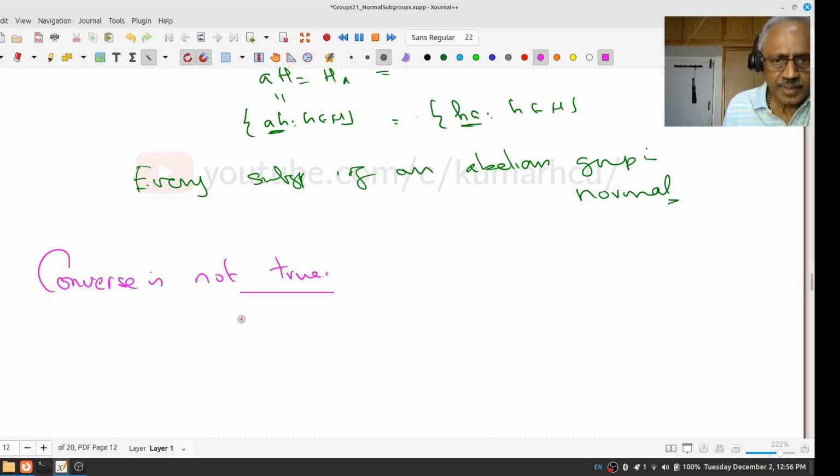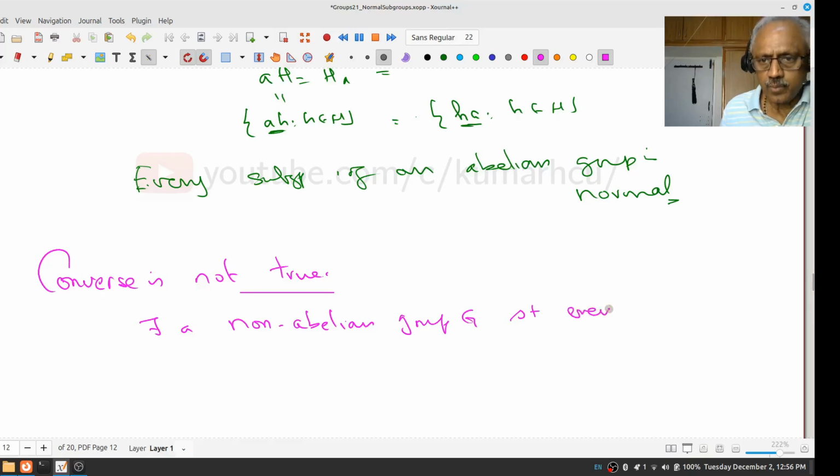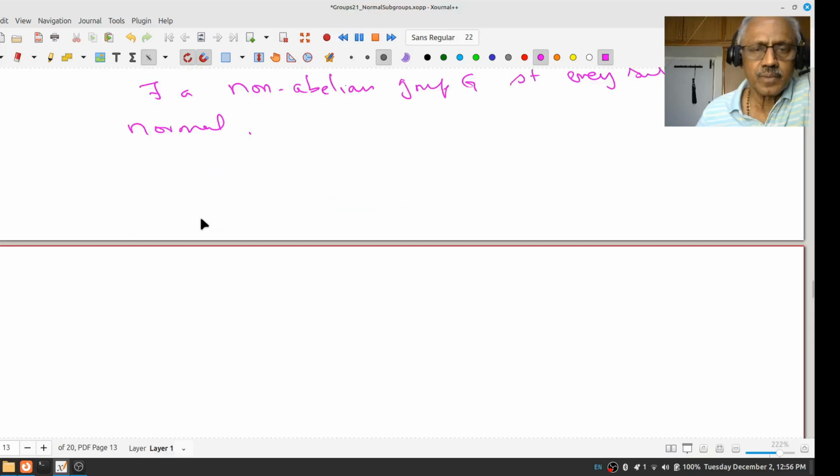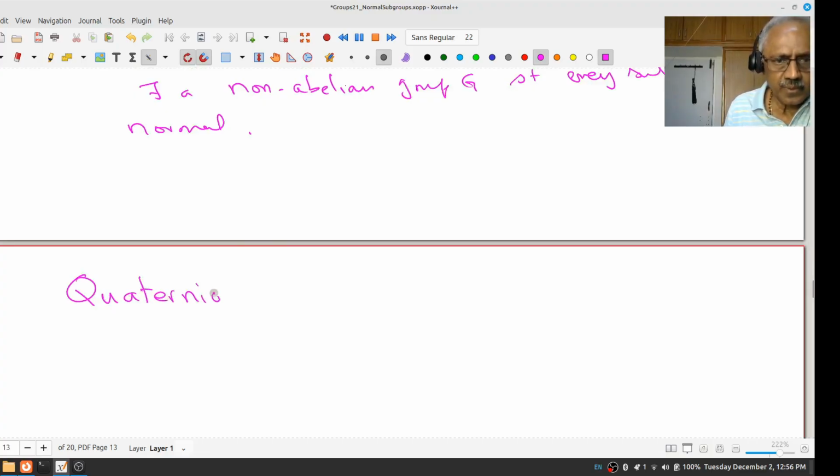What does that mean? There exists a non-abelian group, non-commutative group G, such that every subgroup is normal. Okay, that is the so-called quaternion group of 8 elements. This is 8 elements. Okay, we will do that.